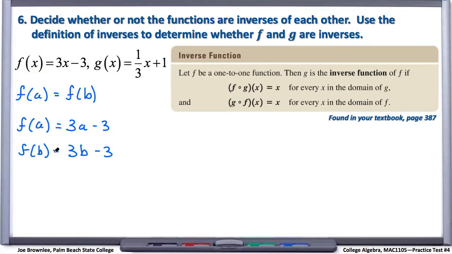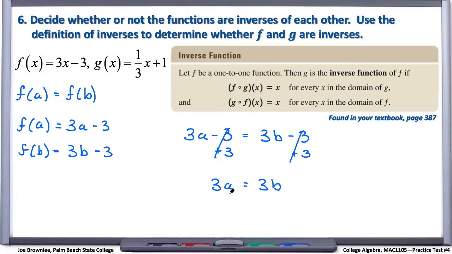Now that we've found f of a and f of b, we're going to set those two things equal to each other, clean it up, and see if we get a equals b at the end. So we'll have 3a minus 3 equals 3b minus 3. We can add 3 to both sides. The 3's go away. We're left with 3a equals 3b. If we divide by 3 on both sides, our 3's cancel, and in fact we are left with a equals b. So now we know definitively, we've confirmed that f of x equals 3x minus 3 is a one-to-one function.